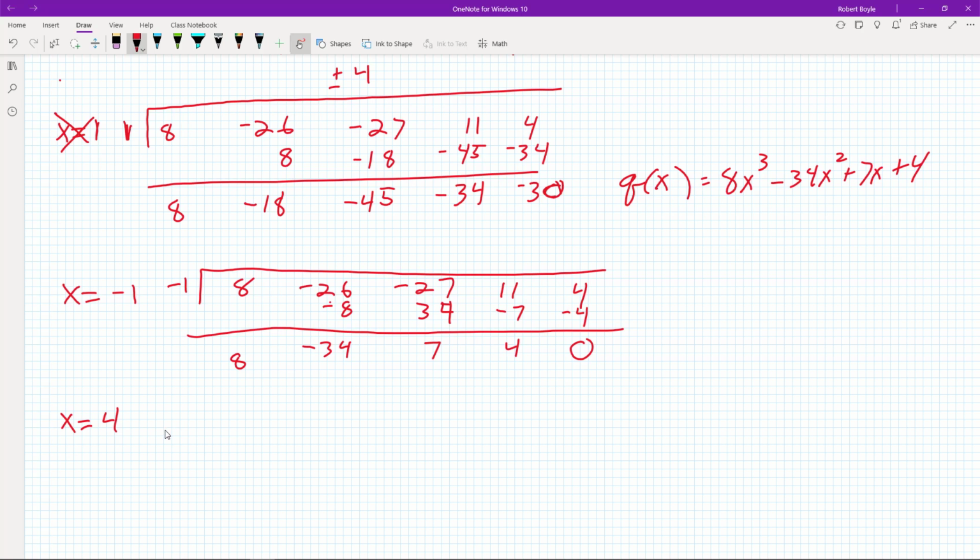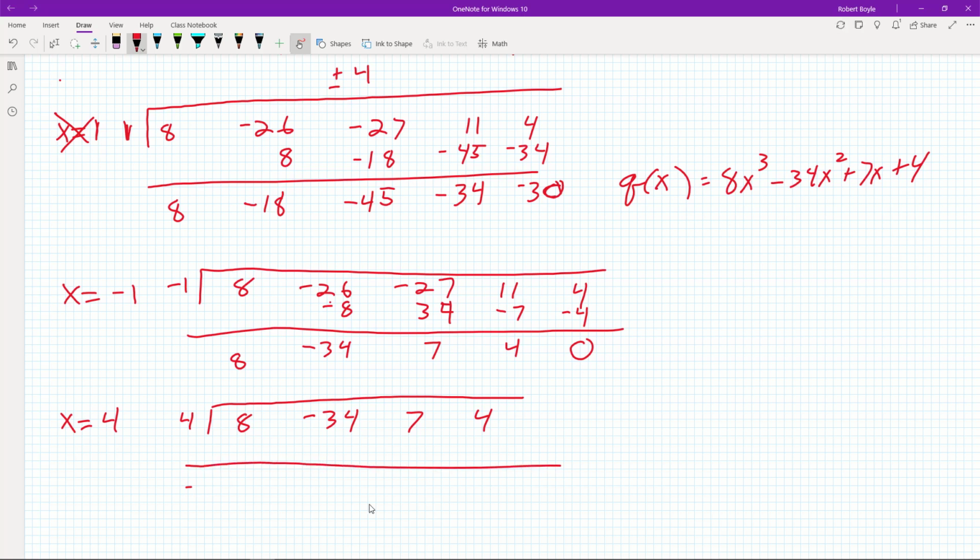let's set up our synthetic division with x equal to 4. For the cubic term, we have 8. For the quadratic term, we have negative 34. For the linear term, we have 7. And then for the constant term, we have 4. We are dividing by 4. Or actually, we're dividing by x minus 4, so it's going to be a positive 4 there. Draw my line, bring my 8 down, and let's go to town.